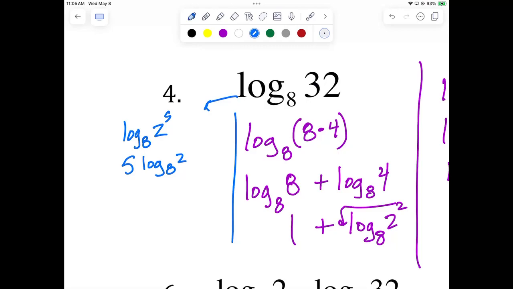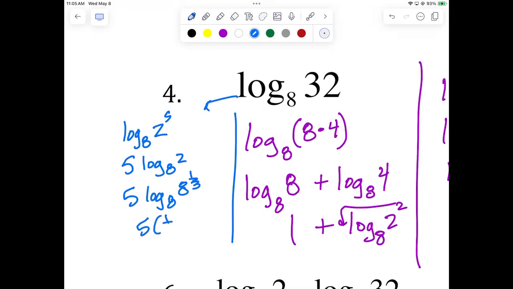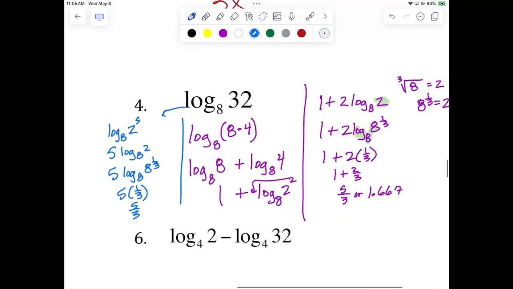And now you could do that little trick and say, what is this? This is log base 8 of 8 to the 1/3 power. And then you could just say that's 5 times the third, which is 5/3. And you can get the answer a little faster.